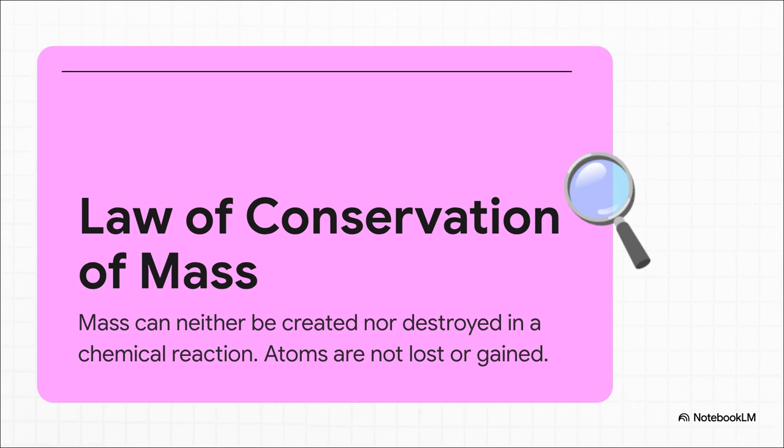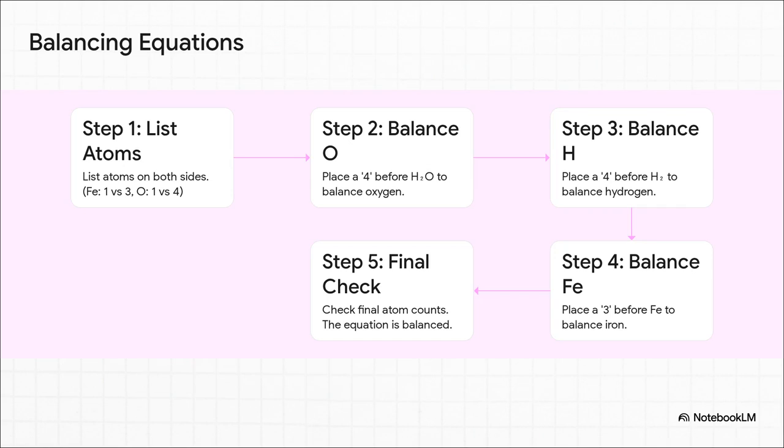In simple terms, it just means you can't create or destroy atoms in a chemical reaction. Whatever atoms you start with, you have to end with. Think of it like baking a cake. If you start with 2 eggs and a cup of flour, you can't magically end up with 3 eggs in your cake. The atoms just get rearranged into something new. And this law is why we have to balance our equations.